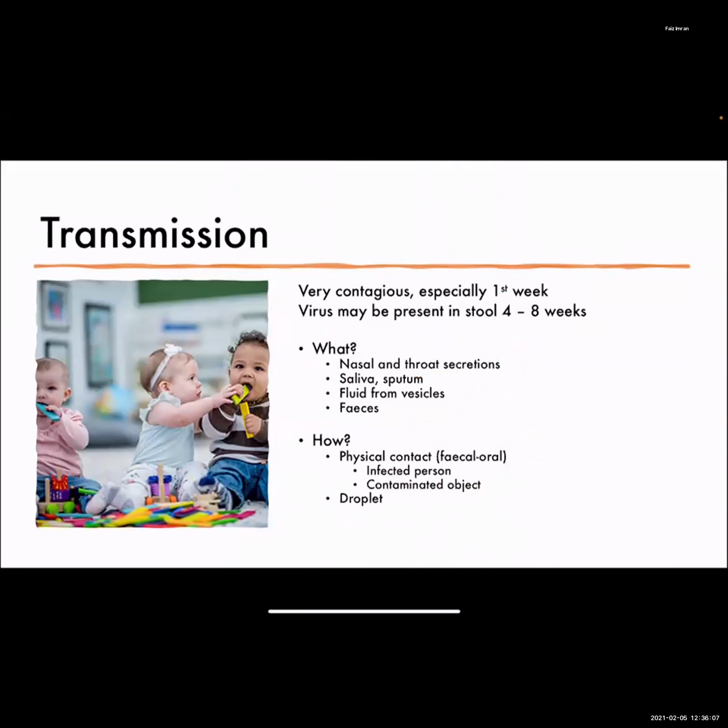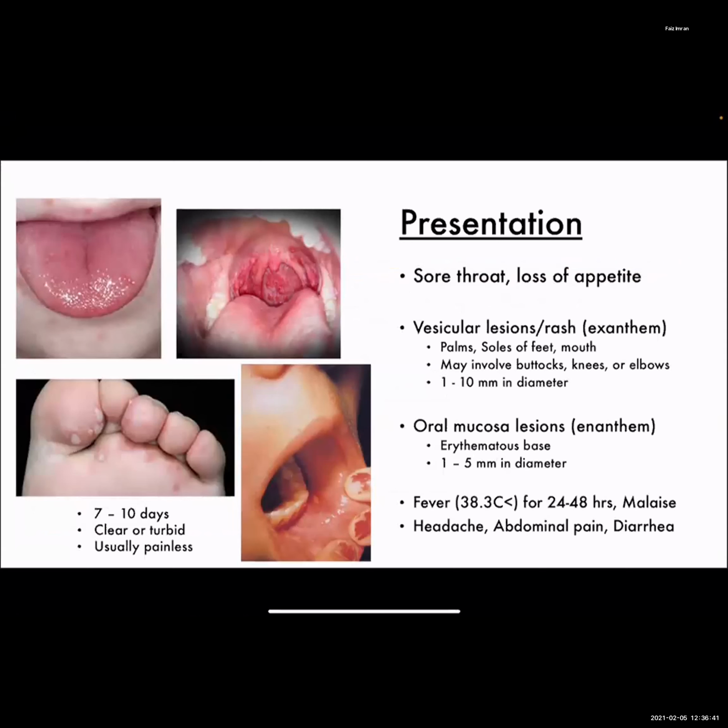Once again, transmission: it is very contagious, especially during the first week after you've contracted it. Just because the lesions on your hands and feet are not there doesn't mean the virus won't be there. You will still be very infectious. So once again, what is the infective material? It's saliva, sputum, fluid from vesicles, and also your feces, because it's an enterovirus. Physical contact and droplets are how it spreads.